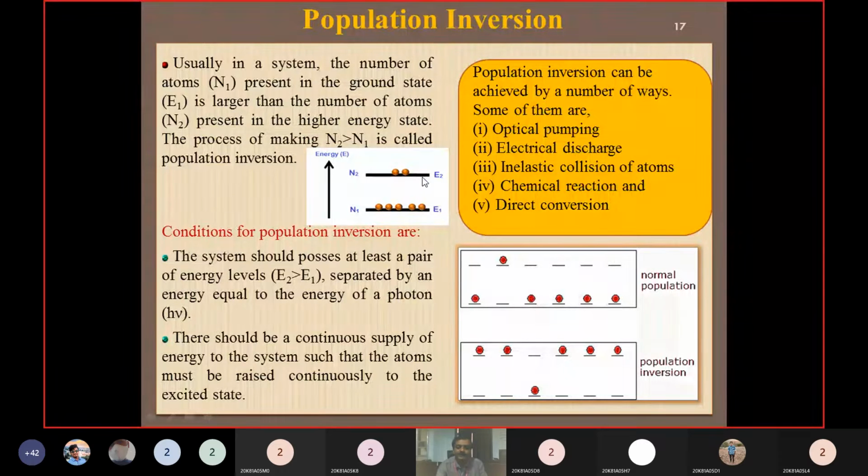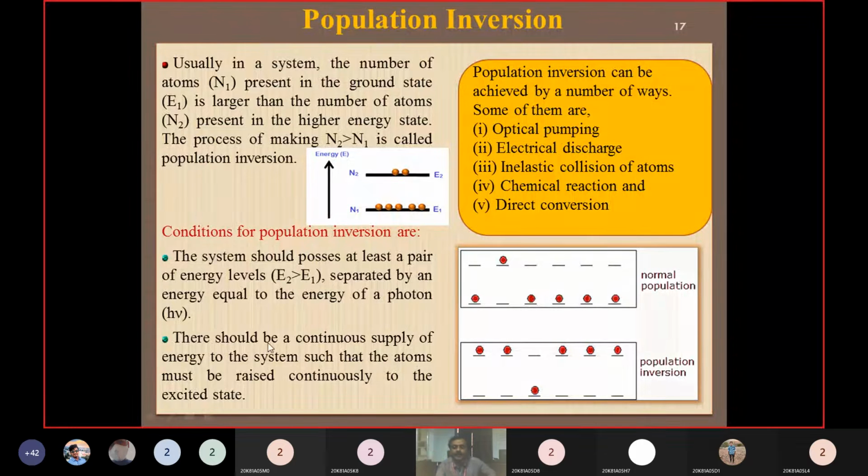Whatever photon energy we supply, the energy difference between E2 and E1 should be equal to the supplied photon energy. The next condition is that there should be a continuous supply of energy to the system, such that the atoms are raised continuously to the excited state. So what is the lifetime of the excited state of electrons? Just 10 to the power of minus 8 seconds.